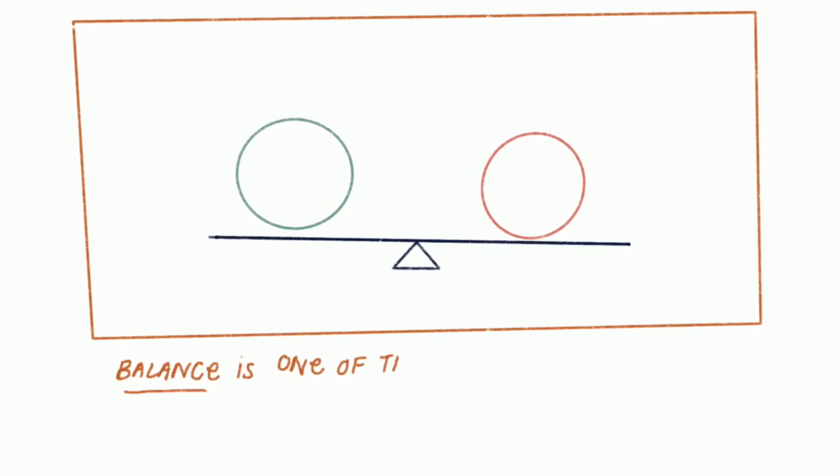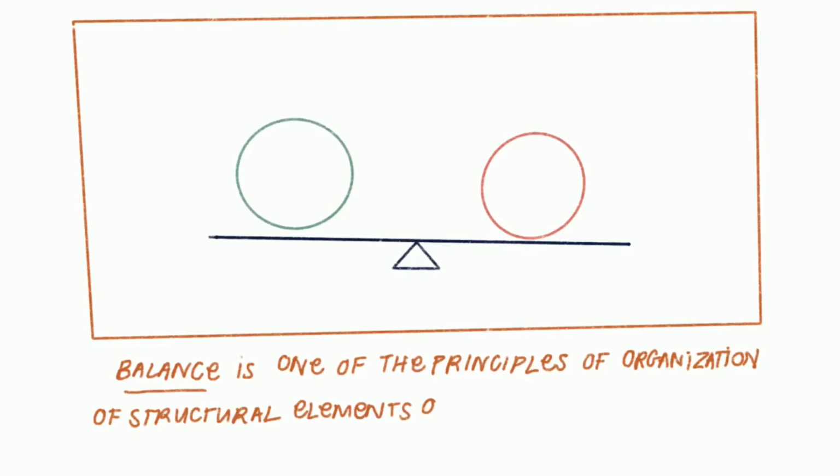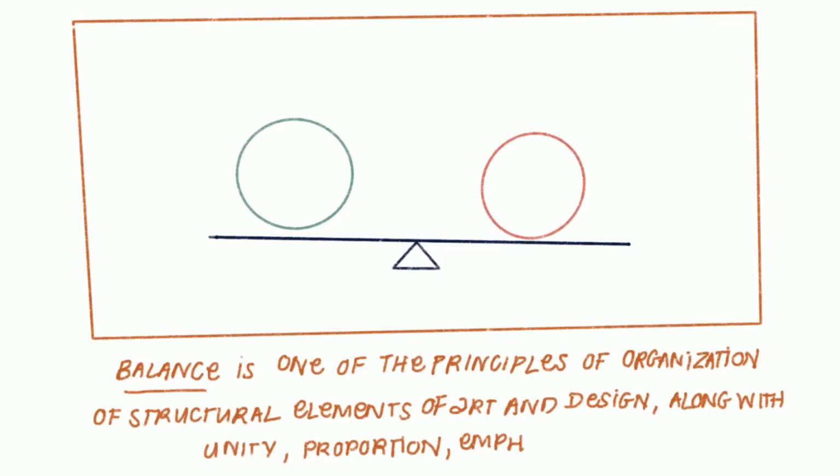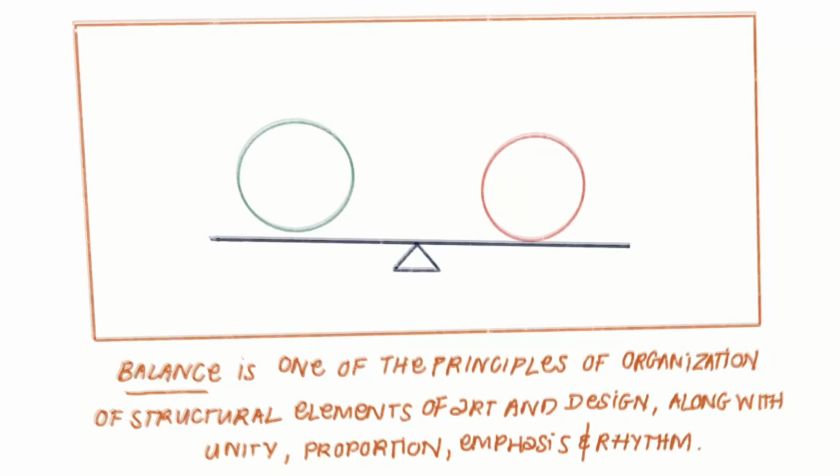Balance is one of the principles of organization of structural elements in art and design, along with unity, proportion, emphasis, and rhythm. In art and design, balance does not necessarily imply a complete visual or even physical equilibrium of forms around the center of the composition, but rather an arrangement of forms that evokes the sense of balance in the viewer. Balance is used to deepen the aesthetic power, the visual impact of a piece.